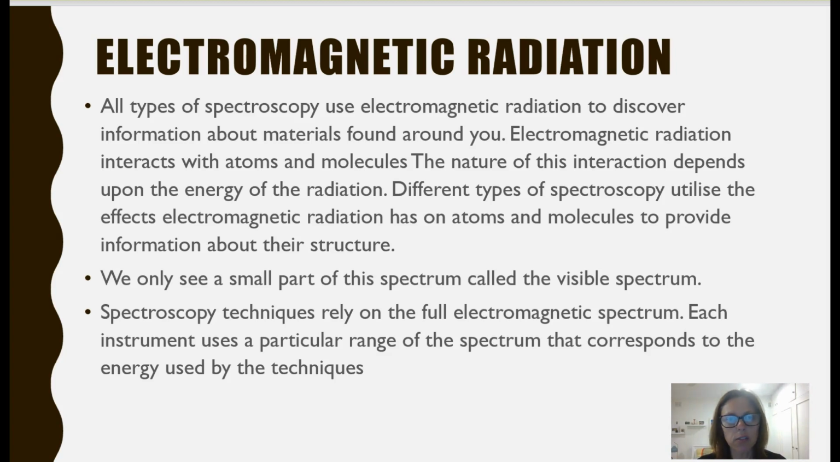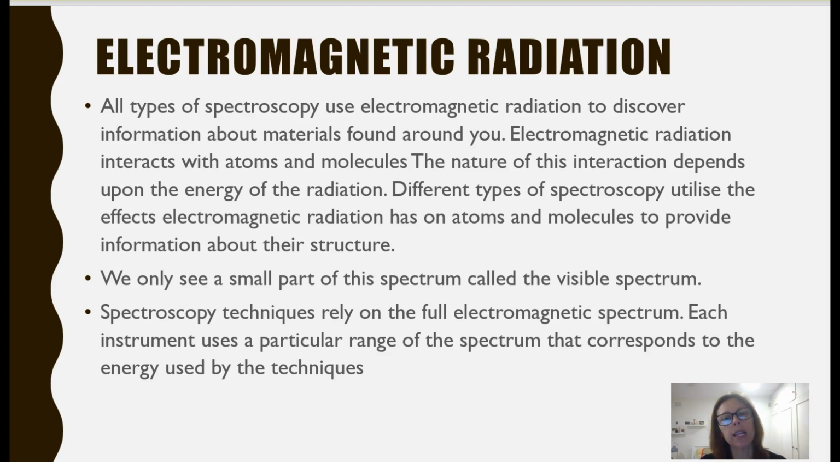So in Year 9 you did look at the electromagnetic spectrum and looking at all the different types of radio waves, the type of light waves that we have. So we have our visible waves that fall into the region that we can see, and then we have all our other types of electromagnetic radiation that we can't see but is still there and has a variety of different purposes. So all our types of spectroscopy that we're going to be using use the electromagnetic radiation to discover that information about the different materials that we have around us.